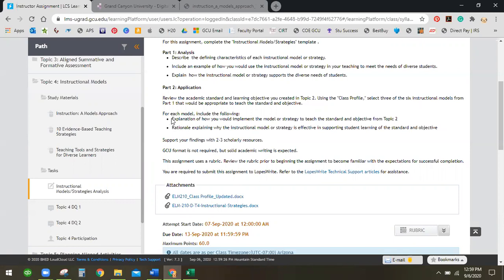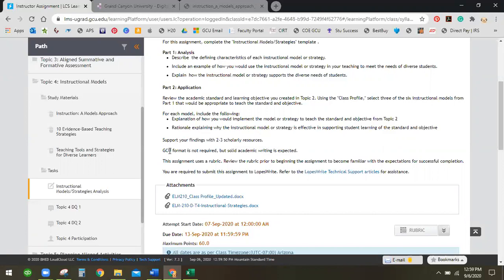And then on the explanation, you're telling what would you do. So I would directly model fractions. I would put up fraction models in front of the students. So give me an exact explanation of what you do and why it helps. Make sure that you support all of your work with 2 to 3 scholarly resources. Your textbook is going to be a great resource here.